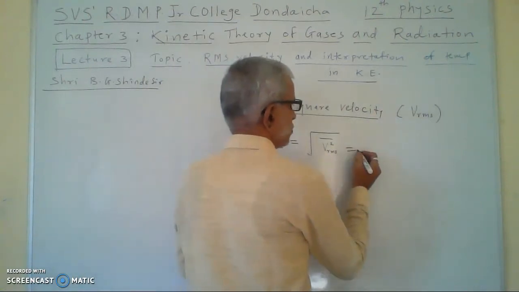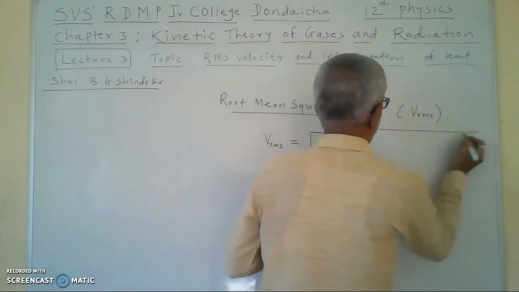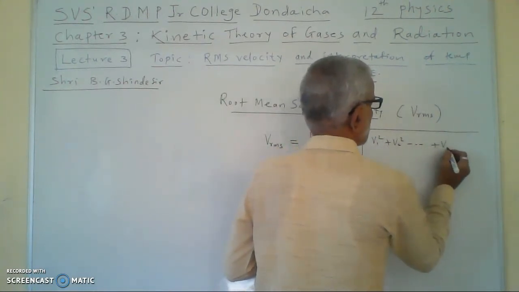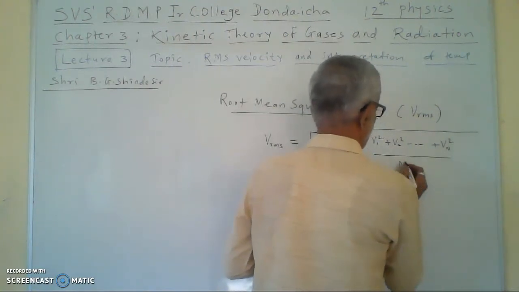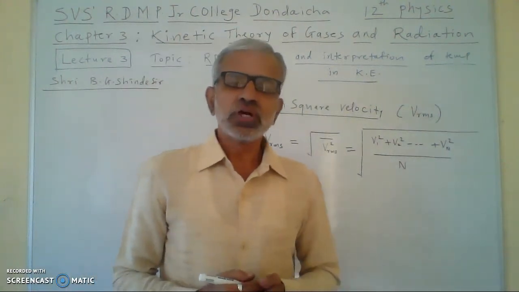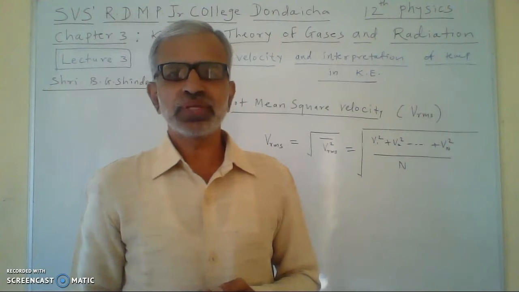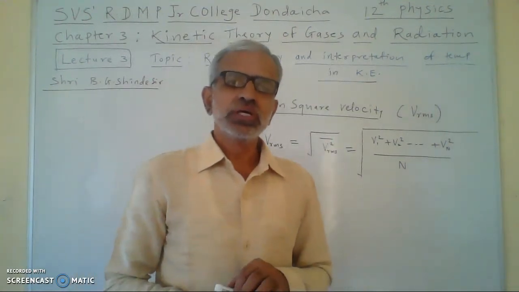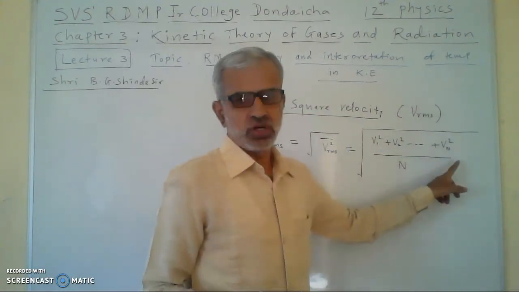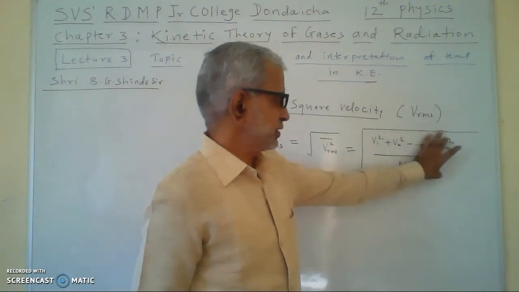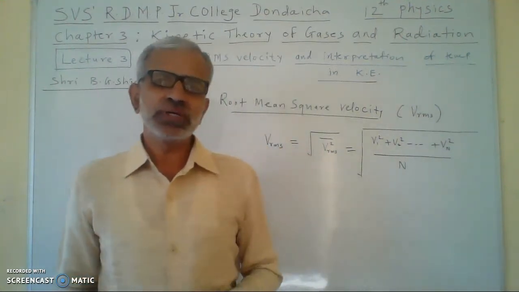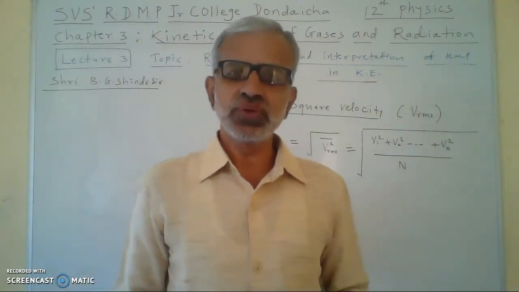So VRMS is equal to under root of (v1 square plus v2 square plus ... plus vn square) divided by n. If v1, v2, v3 and vn are velocities of the molecules of the gas, and if there are n number of molecules, then the mean value of the squares of the velocities is this value, and its under root is called the root mean square velocity. This is the meaning of the RMS velocity.